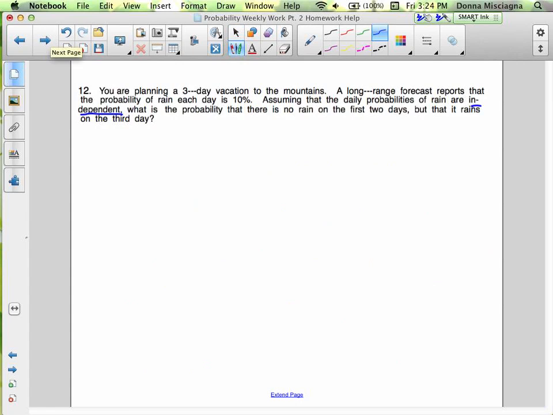What is the probability that there is no rain on the first 2 days, but it rains on the third day? All right, this is 3 events, which means 3 probabilities.